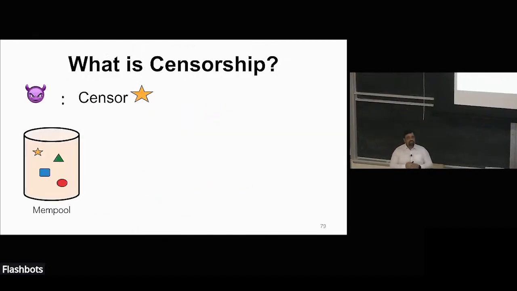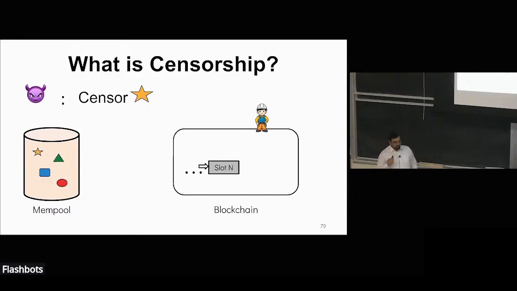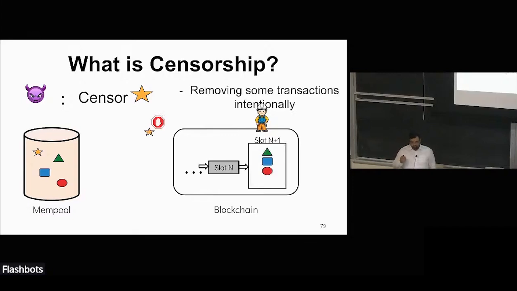Alice's transaction, along with many other transactions, goes into the mempool for the block builder. The block builder now has choices from these transactions, whichever transactions it wants to include in the block, and it can definitely remove transactions intentionally, whichever it wants to. So the block producer has the means to censor the transaction.